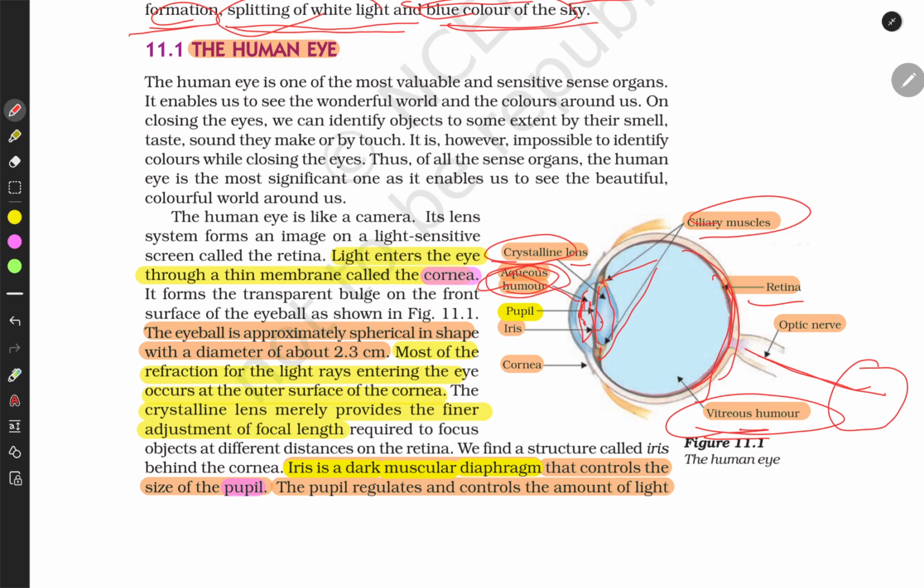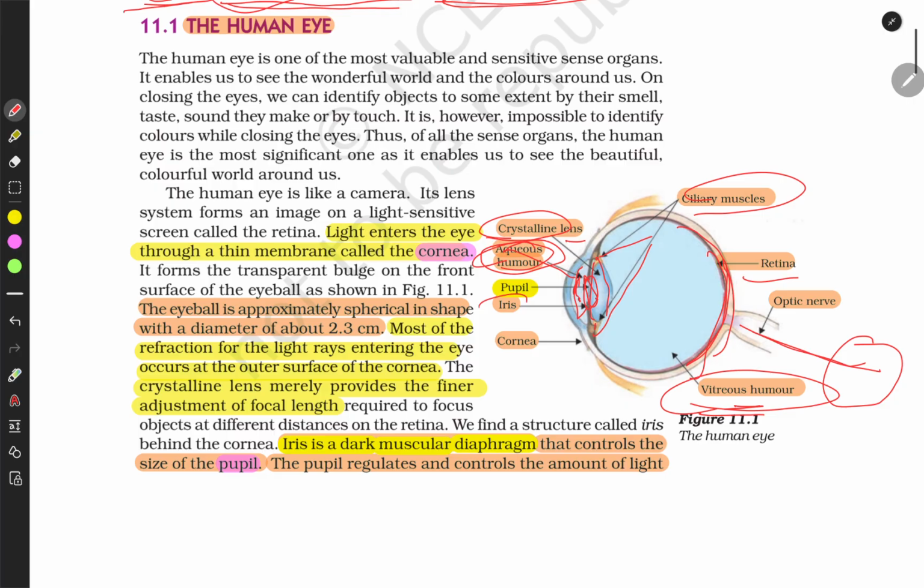This is the pupil. This is an opening in the eye, and this is the iris, which controls the amount of light entering the pupil, and this is the cornea, the outermost layer.